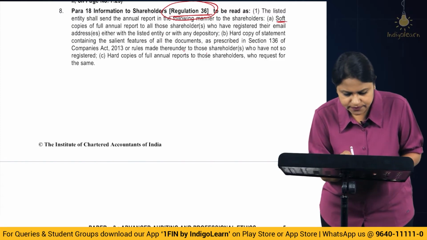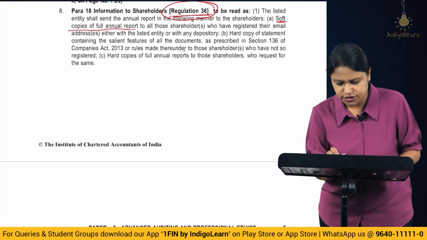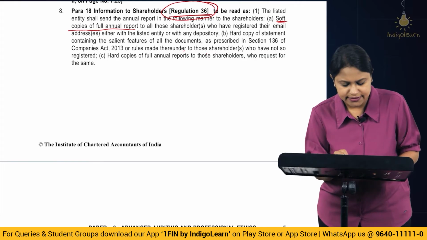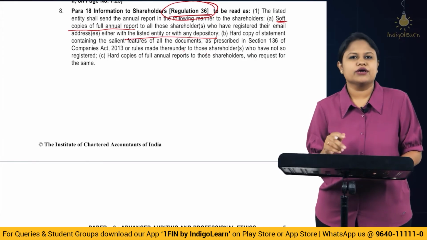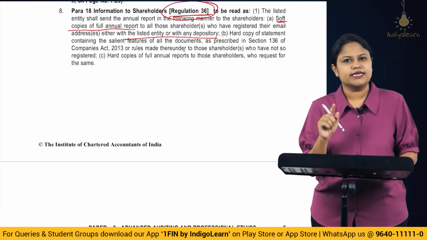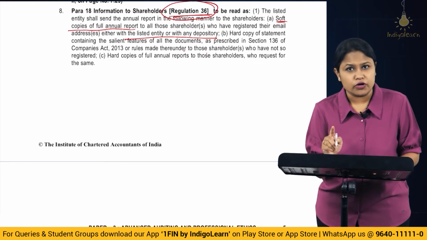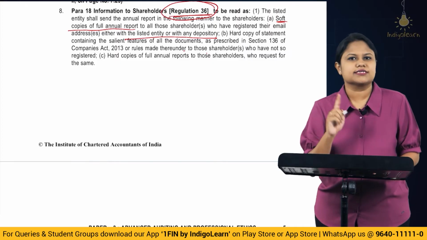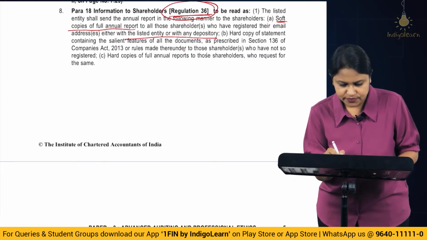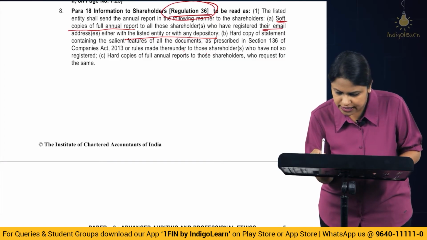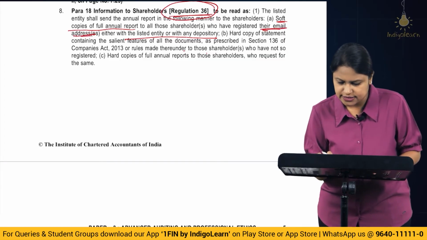First is a soft copy of the full annual report to all the shareholders who have registered their email addresses either with the listed entity or with the depository. So either you have given it to the company directly or it is with the depository, you will get a soft copy. That means a soft copy will be given to every registered shareholder, registered either with the company or with the depository. I mean email registered, okay? Email addresses should be registered.